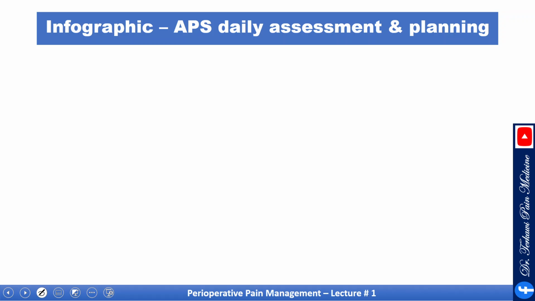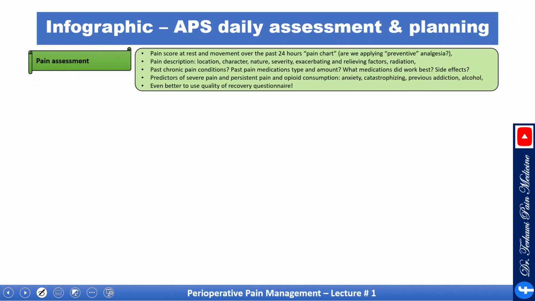So here is an infographic for you that will summarize for you, as an APS service, acute pain service or anti-pain service, whatever you like to call it, when you go and see the patient the first time and every day, what you need to assess and how you're going to plan. So pain assessment. Pain score at rest and movement, as I mentioned, over the past 24 hours.